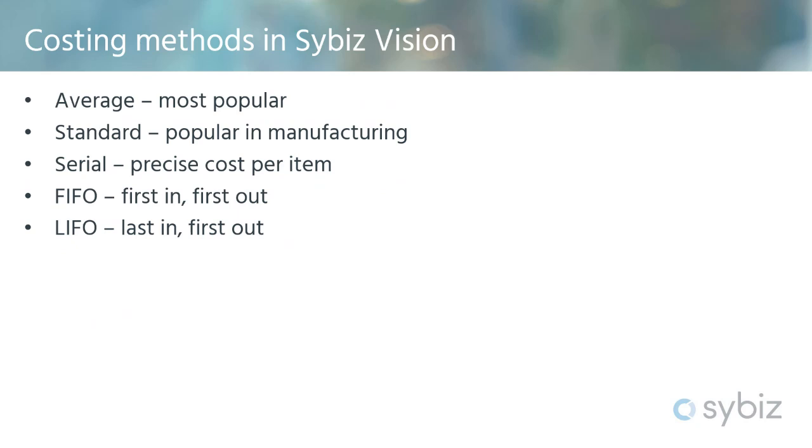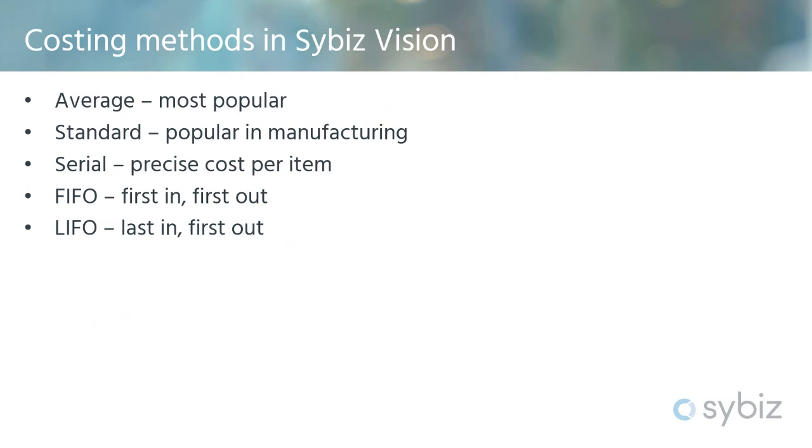It takes a weighted average of the total cost of the item and divides by the quantity to give you your average. Standard's popular in manufacturing, and for those of you in manufacturing, you'll know all about standard costing and why that's popular. And serial is a precise cost per item. So if you are doing serial tracked items, you are able to attribute a cost exactly to that serial number. And so that's a specialized costing for serial products.